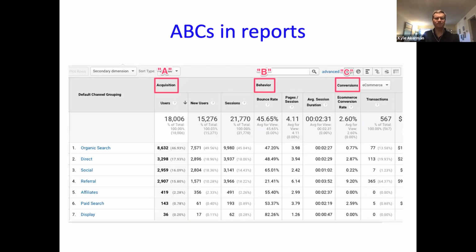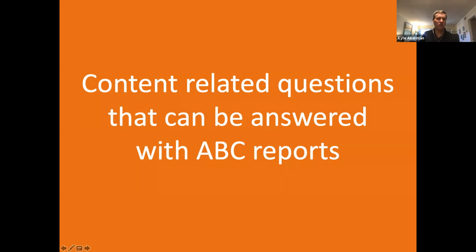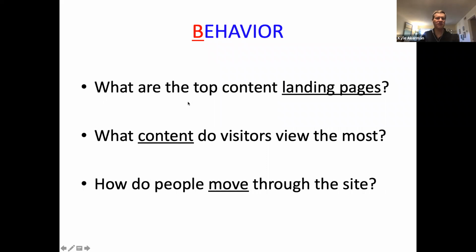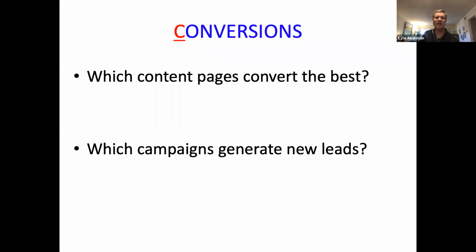So some content questions that you can answer with these reports are, what traffic sources drive the most traffic? Maybe which sites send the most referral traffic? So this is under acquisition. Behavior, it's what are the top landing pages? What content do visitors view the most? Maybe how they move around the site. And then conversions is, maybe which content pages convert the best, or which campaigns generate the most new leads.